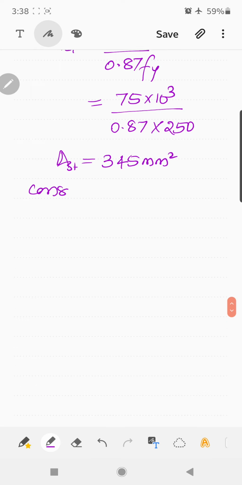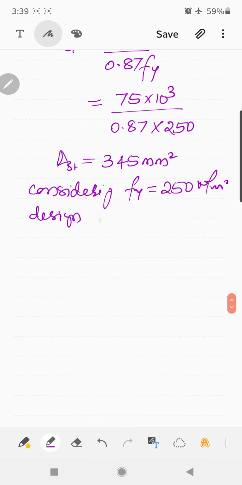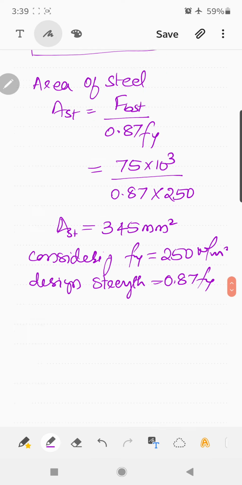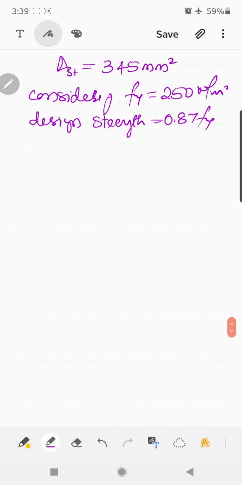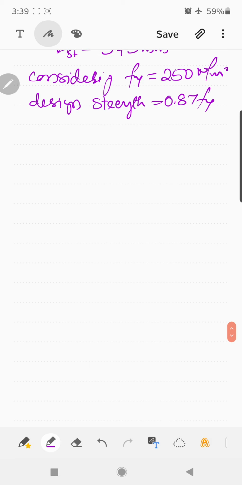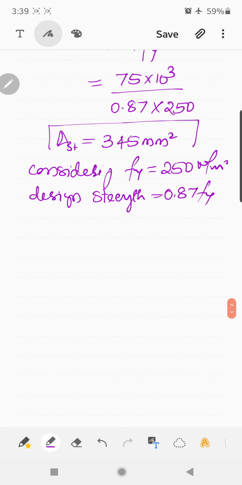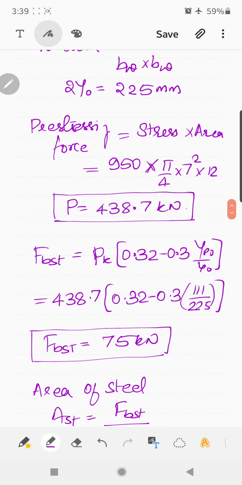Considering Fy equal to 250 Newton per mm square, your design strength will be 0.87 Fy. Therefore your AST will be FBST by 0.87 Fy. And this is the area of steel required, which is 345 mm square. You can convert to number of bars if you want, and if it is asked to draw the distribution, you can draw the distribution also. We'll solve the distribution detailing in another problem immediately after this. So this is the problem.